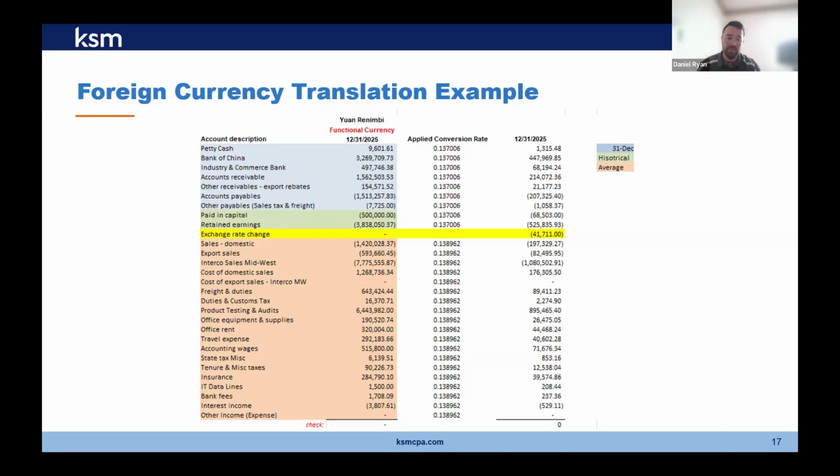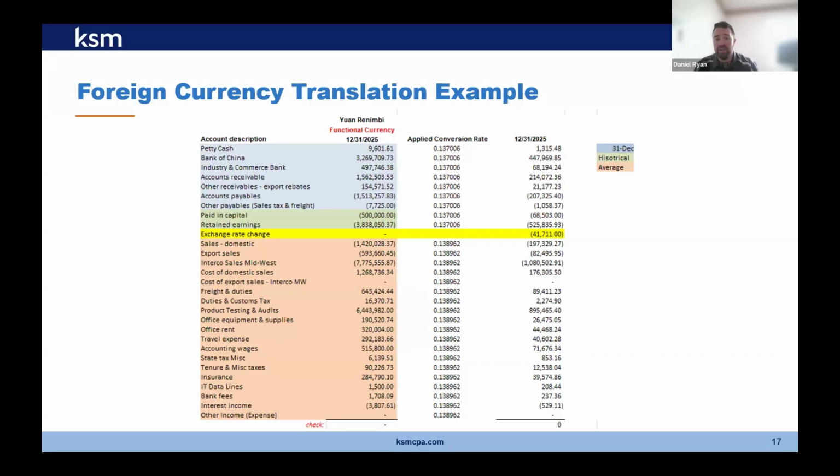Finally, we'll move down to the income statement accounts here in orange. Those will be translated at the average exchange rate over the period that's being reported, which again makes sense. An income statement is reporting activity over a period of time. So we're going to use the exchange rate on average over that same period to translate these items.